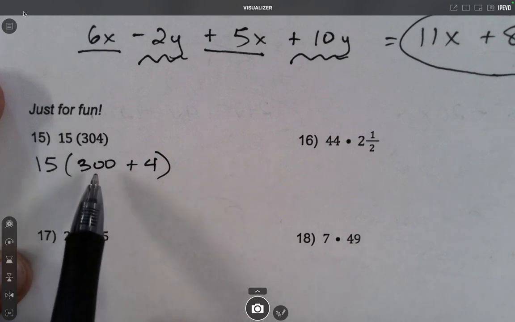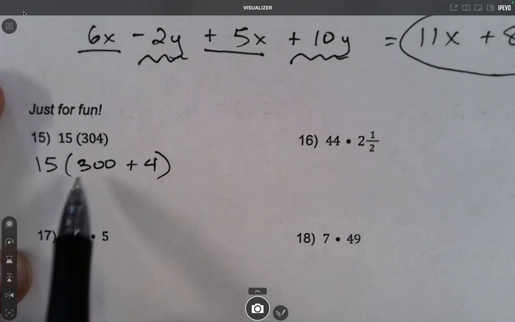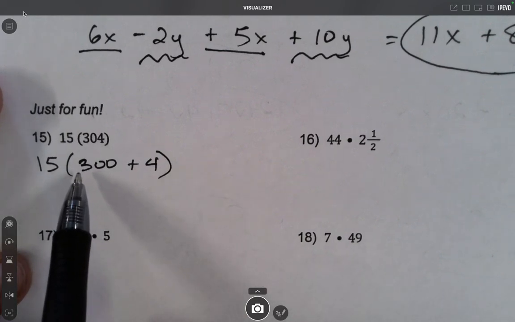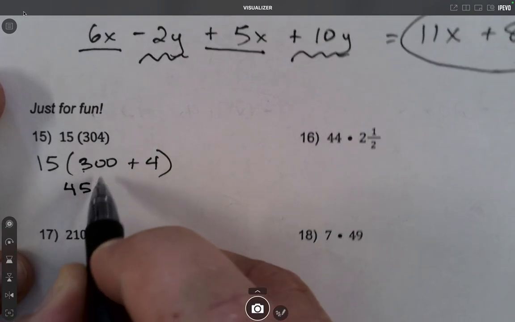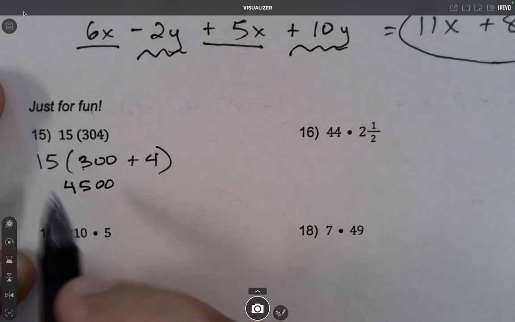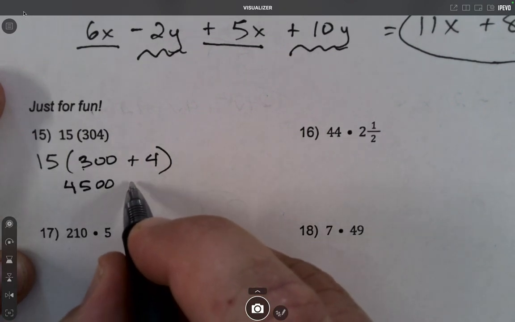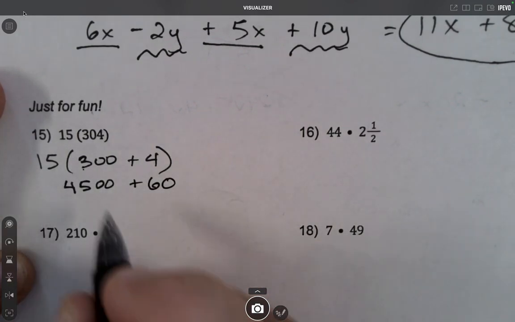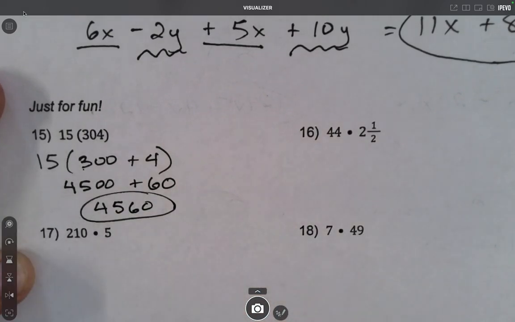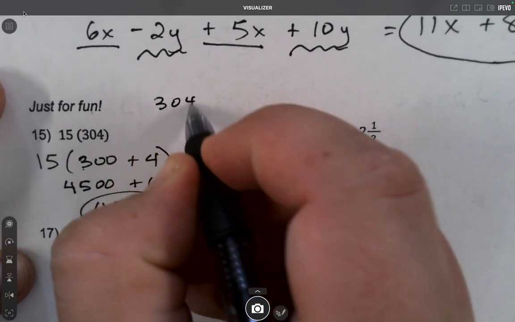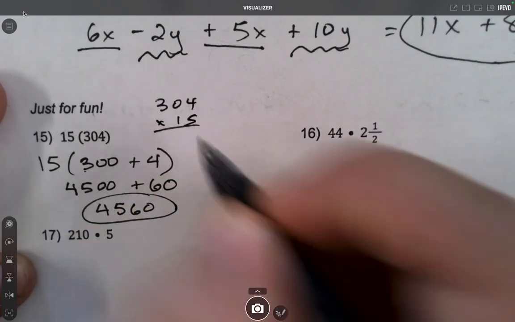And the reason I chose those two numbers is because this is a lot easier to do by hand. 3 times 15 is 45, and then we just put on the extra 2 zeros. 15 times 4 is 60, so we just add these two together and get 4,560. And I think that's certainly a lot quicker and easier than doing the long way with multiplication like this.